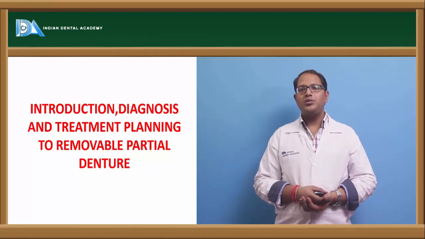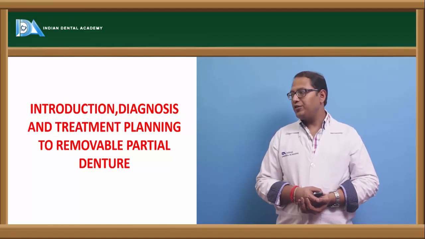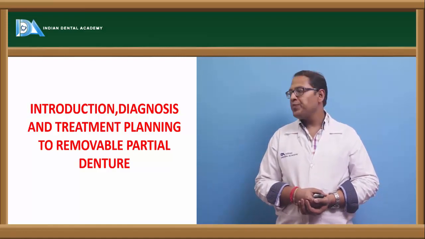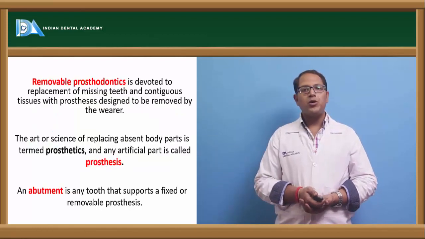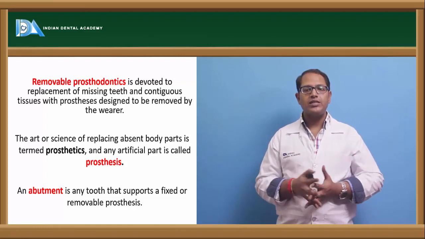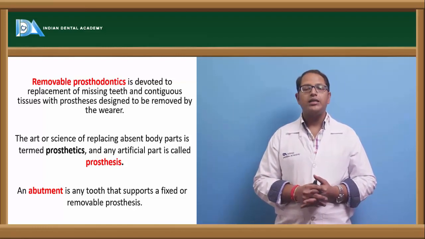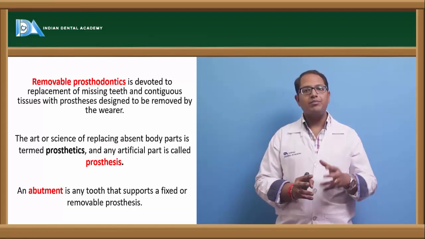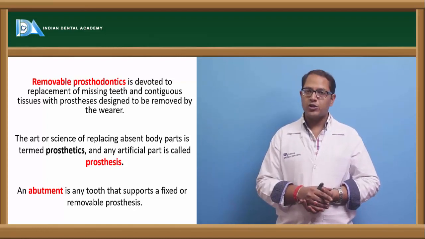Hello doctors, now we will see about removable partial dentures, and for that let's see the introduction, diagnosis and treatment planning to removable partial dentures. Now removable prosthodontics, first of all we all know that prosthodontics is classified into two types broadly, into removable and fixed. In removable prosthodontics, something which is removed, that is removable. All those fixed parts are fixed prosthodontics.